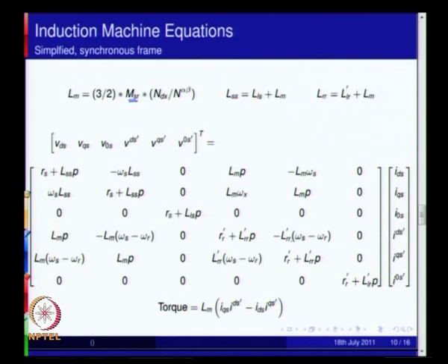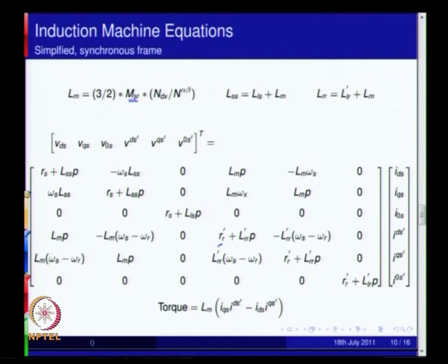So it is like referring the secondary side impedances to the input side by multiplying it by the square of the turns ratio. So we denote all those terms as RR dash, LRR dash, and so on. Whereas these terms, they are 3 by 2 times MSR into n dx n alpha beta, we will call that as Lm. So all the terms here now become simply Lm.